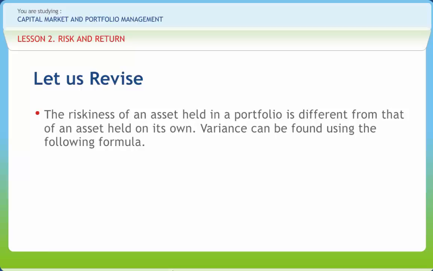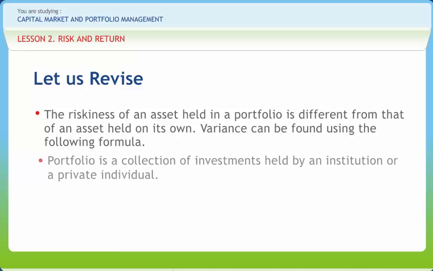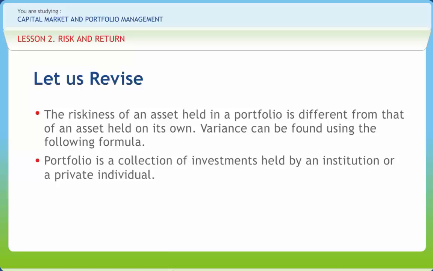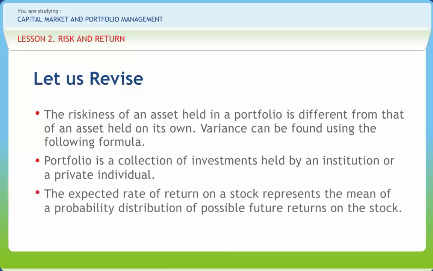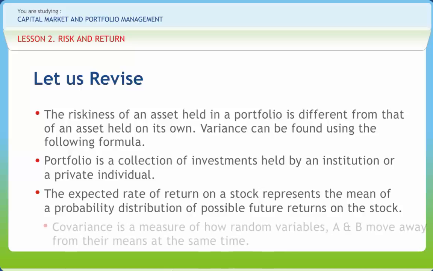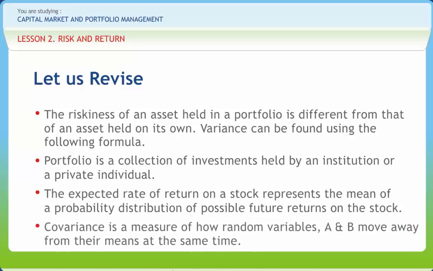Before we end, let us briefly revise what we have studied so far. The risk of an asset held in a portfolio is different from that of an asset held on its own, and can be found using the following variance formula. Portfolio is a collection of investments held by an institution or a private individual. Systematic risk is a risk of security that cannot be reduced through diversification. Unsystematic risk is a company or industry-specific risk that is inherent in each investment. The amount of unsystematic risk can be reduced through appropriate diversification.